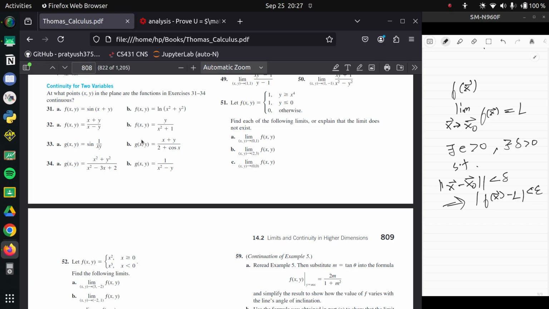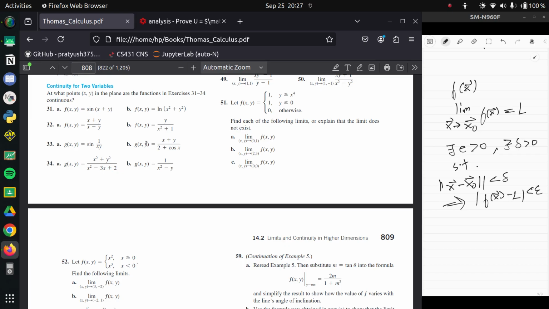Okay, so what does it mean for something to be continuous? That from every side, if you approach it, it's the same value. g of xy is x squared plus y squared upon x squared minus 3x plus 2. So that's something like x minus 2 and x minus 1. So it's not continuous wherever x is 2 or 1. Otherwise, it's all continuous. What about this?